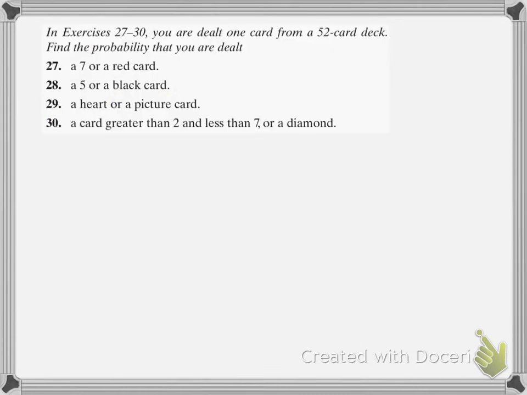Okay, this is some problems from the book here. Exercise 27 to 30, you're dealt one card from a 52 card deck. Find the probability you're dealt, and we're going to 28. So a 5 or a black card. Okay, these are not mutually exclusive.